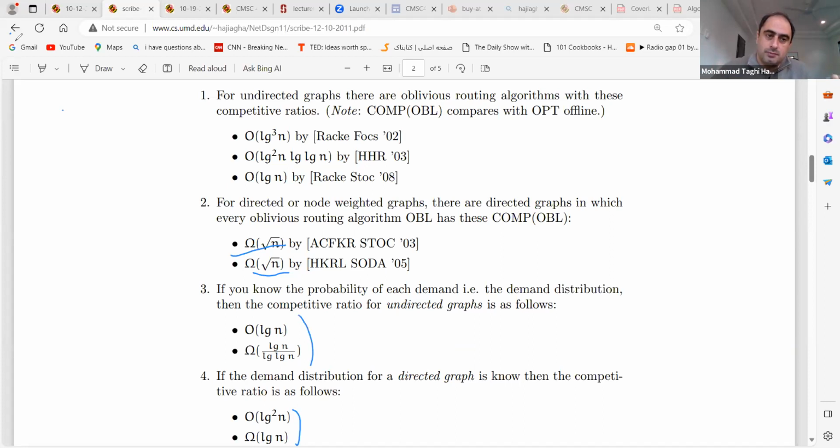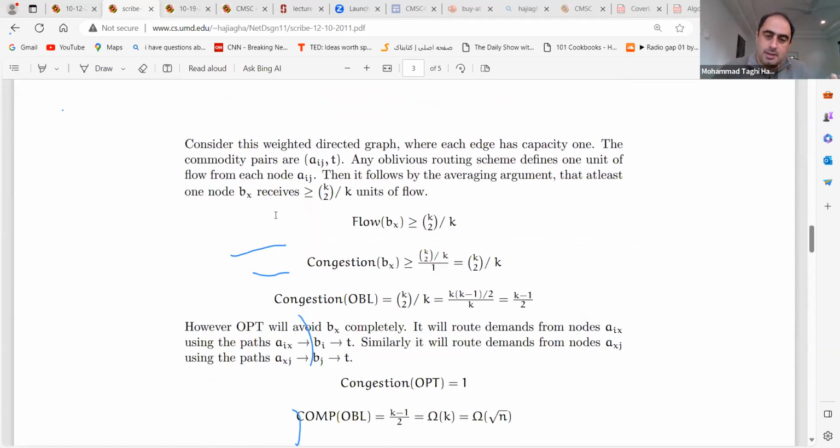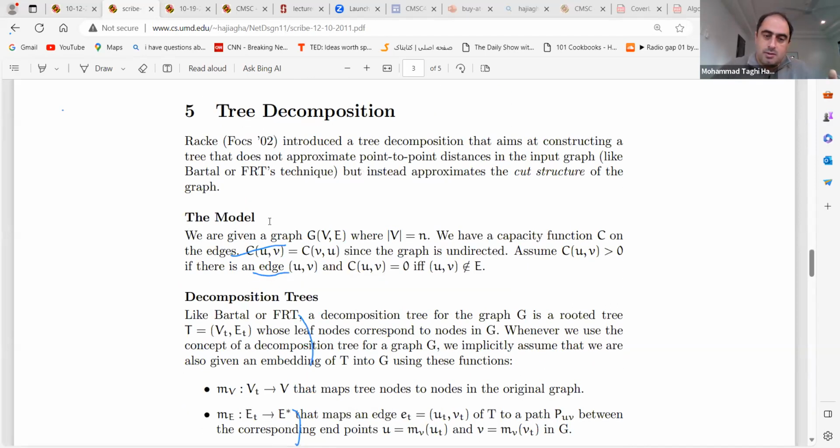Good. This is the example that we discussed before. Now, this is the one that we want to talk about, a decomposition tree. This decomposition tree was first introduced by Räcke. So this concept of tree decomposition.